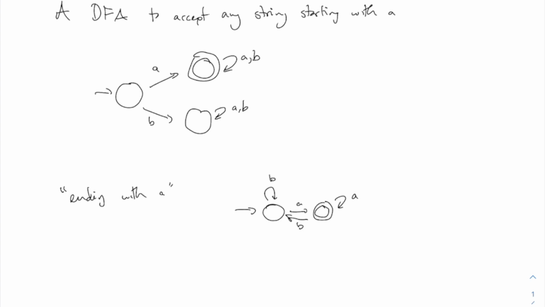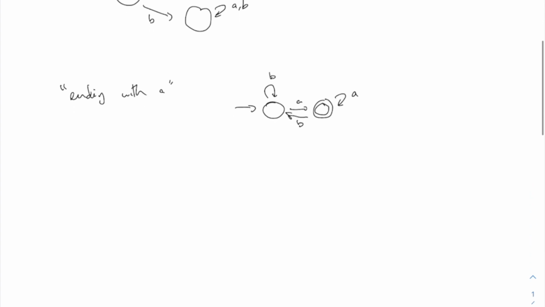So the way that this one works is, when you start, it should not be accepted because it doesn't end with an A. If you just start from nothing, that's not ending with an A. But if you ever see an A and then stop, then it should be accepted. But if you see an A and then a B, it should go back to the rejection state, and so on. All right, this is ending with the A.